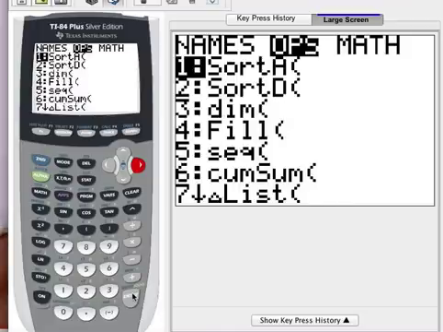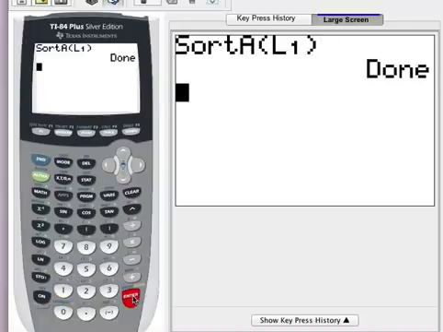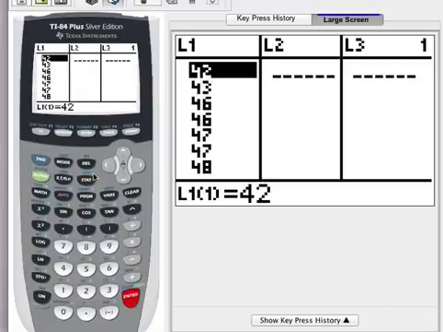So with that highlighted, we're going to press enter. And we want to sort ascending list 1. To get list 1 in there, you have to press the second button and then the number 1. So we can close our parentheses and press enter. And now the data are sorted ascending by least age to greatest age. If I press stat and enter, now the youngest president was actually Teddy Roosevelt. He was inaugurated at age 42. Here is John F. Kennedy, 43. Now we have them in numeric order. So we'll go back to the home screen.